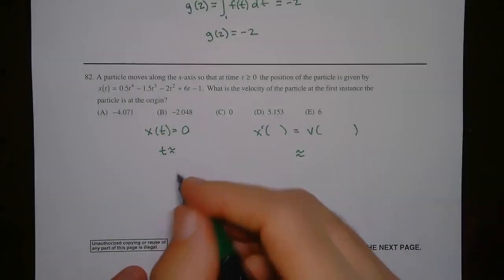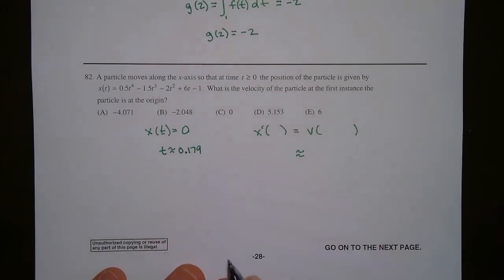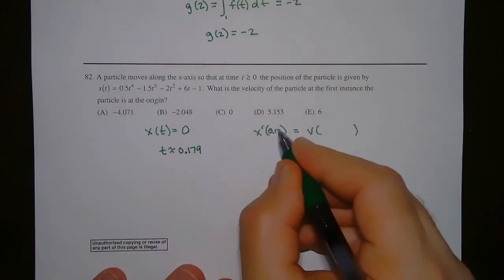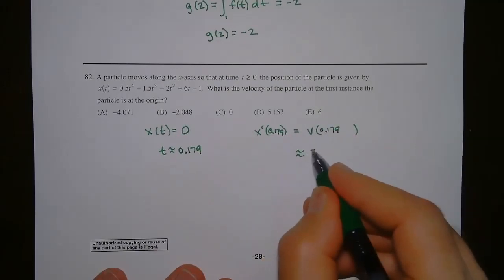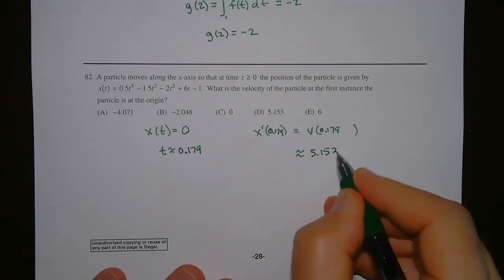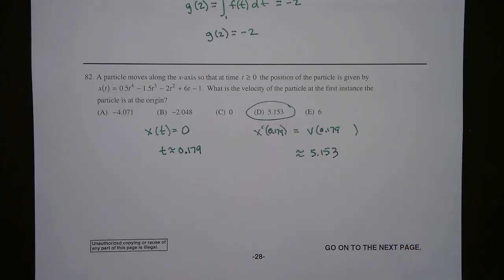So the time that this happened was approximately 0.179, right? So this would be 0.179, and then this would be 5.153, right? And that's why we're selecting D for 82. The correct answer for 82 is D.